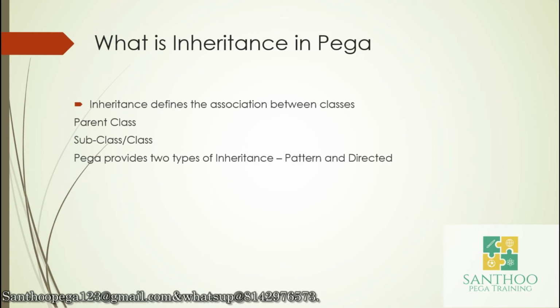If it does not find the rule in the current class, it checks the parent. Direct inheritance means the parent: control goes to the parent class and checks in that parent class. Finally it will keep checking until it reaches the base class, which is the final class in Pega. So that is how inheritance works: pattern inheritance and direct inheritance.